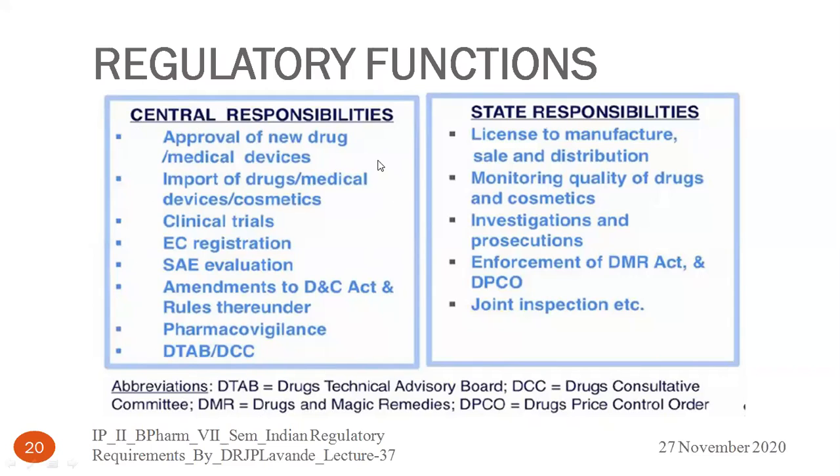As the CDSCO has the central responsibility, in the same way the State Licensing Authorities, or the SLAs, have their state functions and responsibilities. They will receive applications and issue the licenses in order to manufacture, sell and distribute the drugs. The State Licensing Authority is responsible for monitoring the quality of the drugs and the cosmetics. The State Licensing Authority is responsible for investigations and prosecutions.